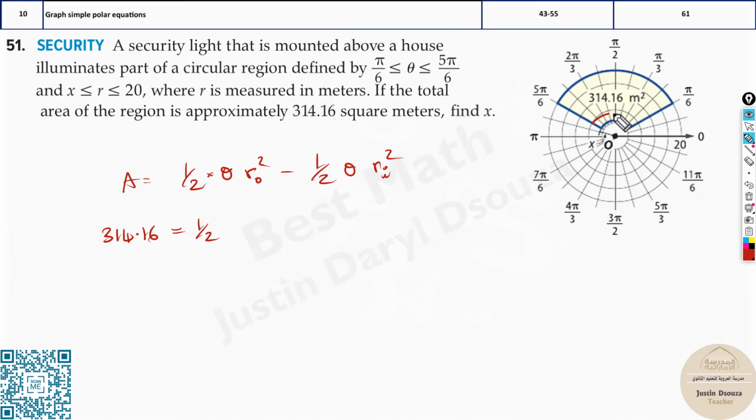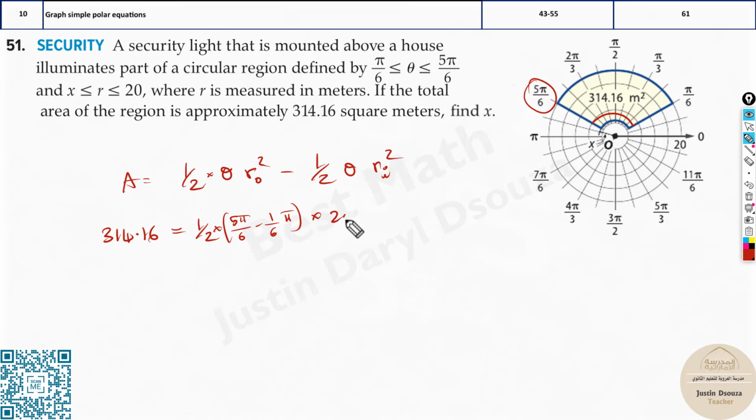So here, remember, this is the angle. It's not a negative or positive. So what we need to do is 5 pi by 6 minus pi by 6. Whatever answer we get, that will be the theta. So it's basically 5 pi by 6 minus 1 by 6 pi. You can just do it in your mind as well. It will be 4 pi by 6, or you can write it in the calculator and it'll calculate for you.